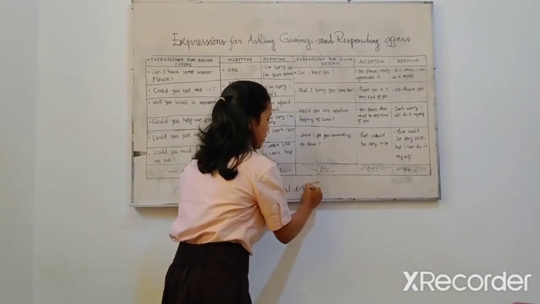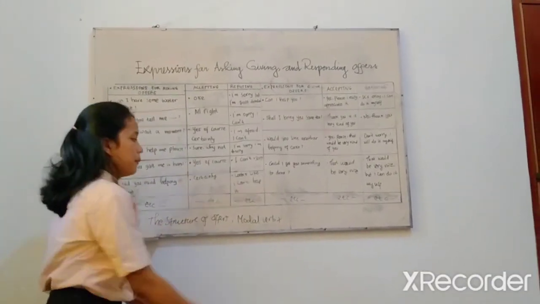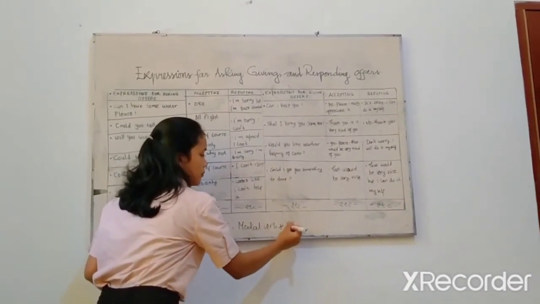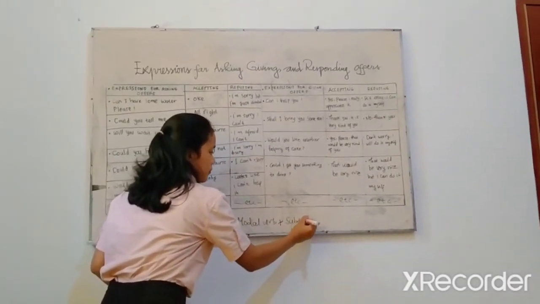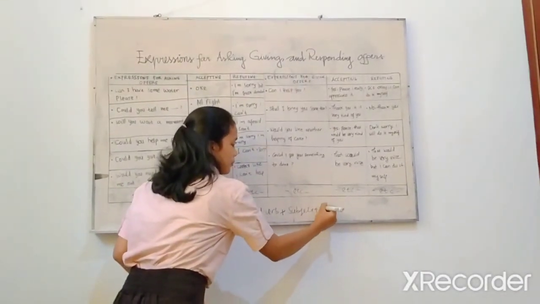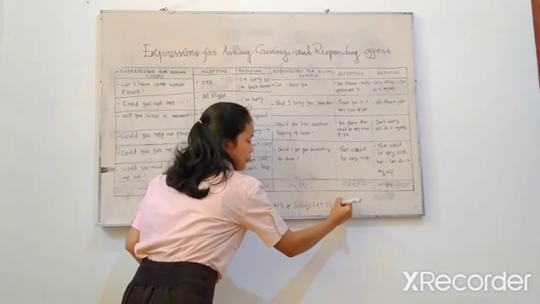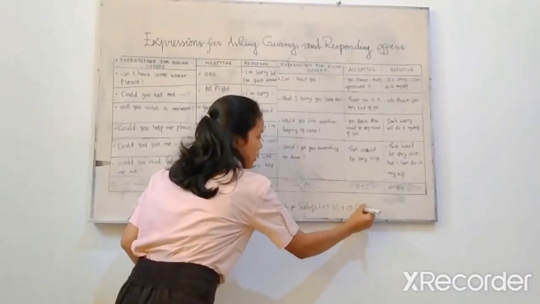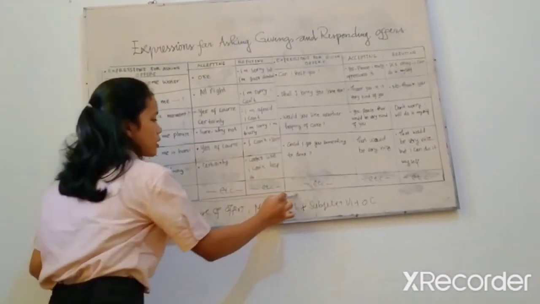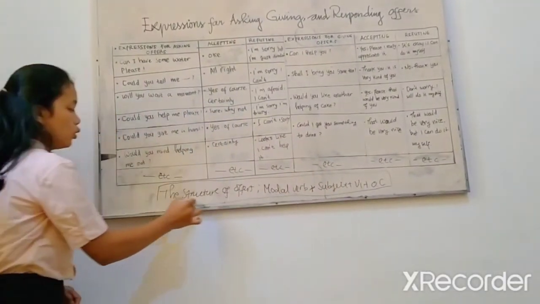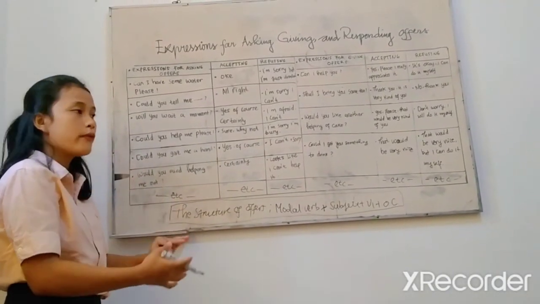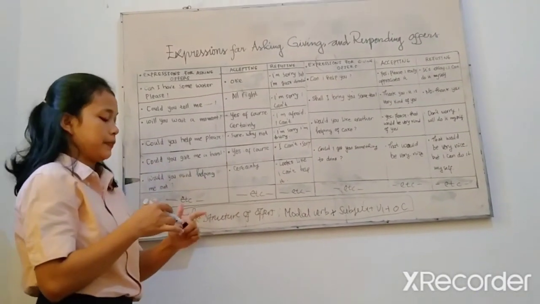Terus object plus verb 1 plus object complement. Jadi inilah dia the structure of offers. Baik itu asking for offers, giving for offers, and responding offers.